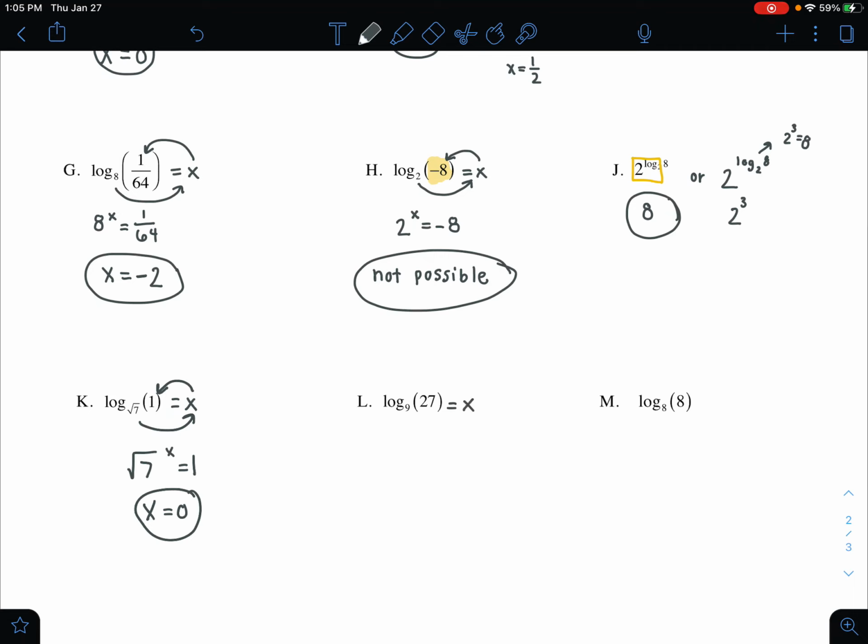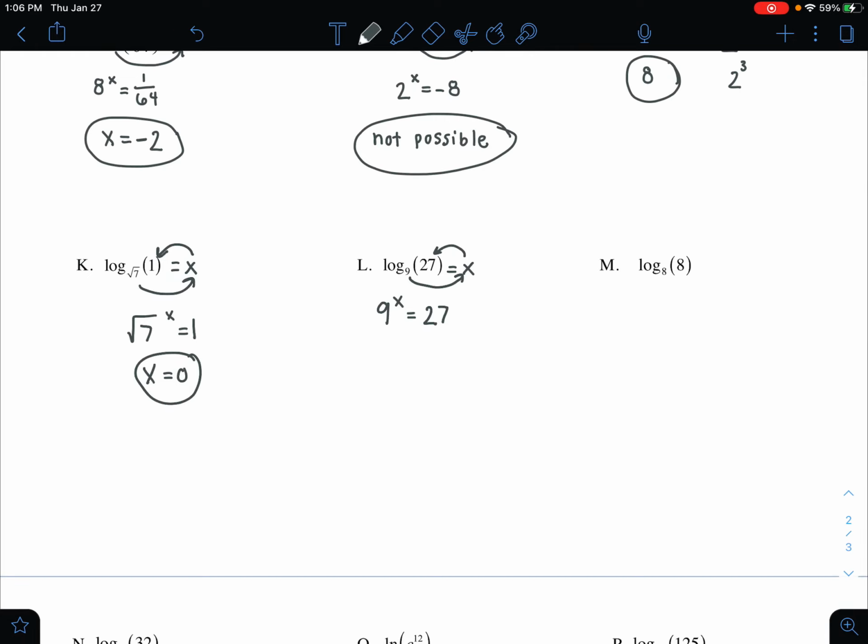Now we come to L and we say 9 to the what power is 27. So 9 to the 3rd power, no way, because 9 to the 2nd is 81. So if there's no distinct number, we're going to change our bases here. We want them to have the same base, so we're going to make them have the base of 3. So 3 to the 2nd power is 9, and we can't forget that x. And 3 to the 3rd power is 27.